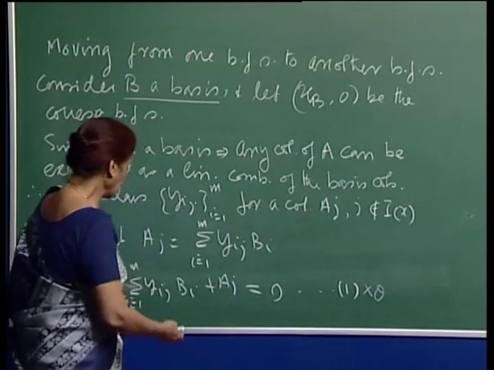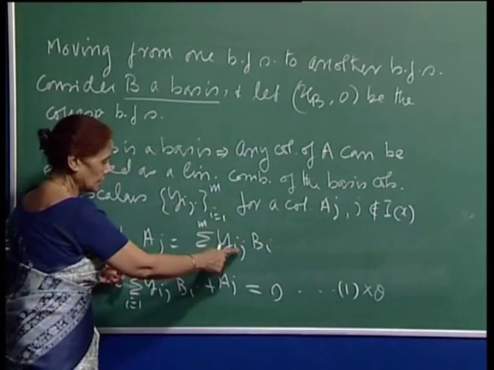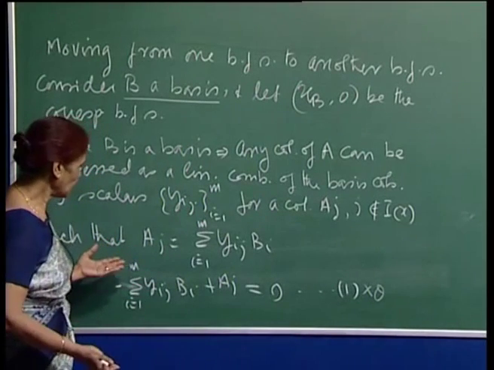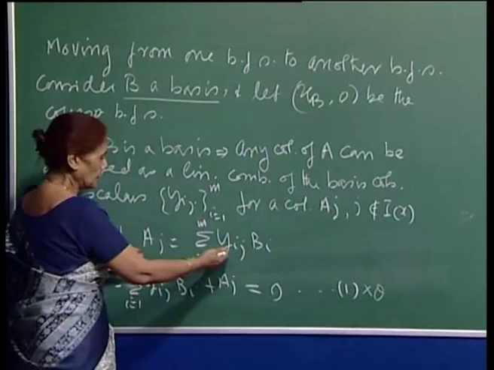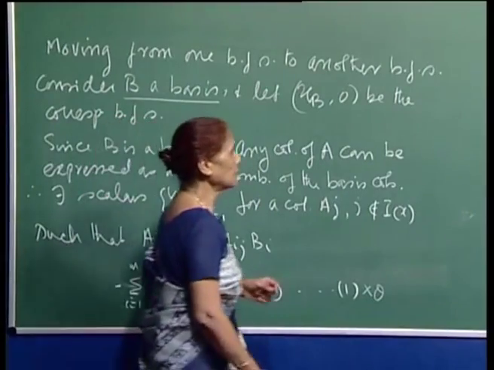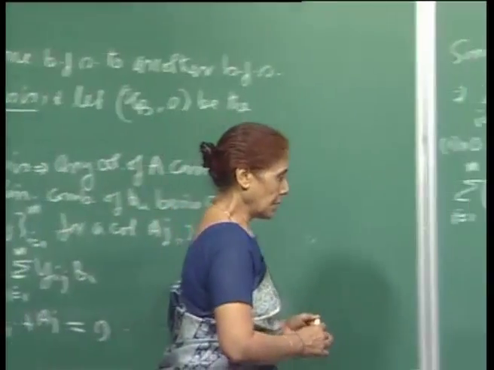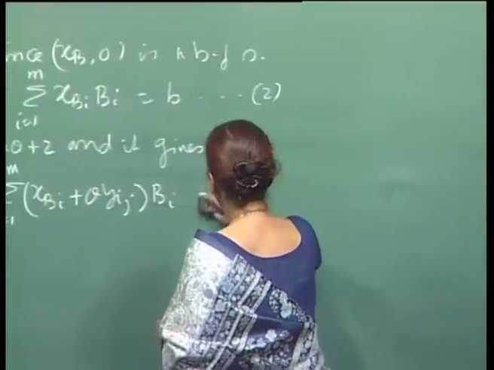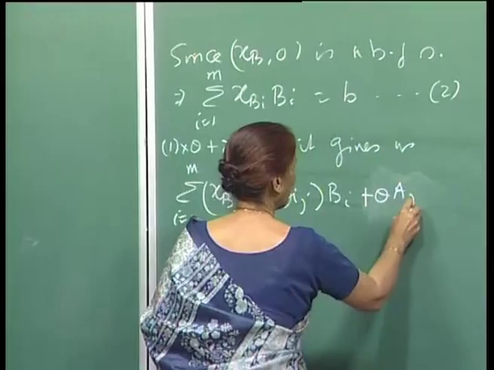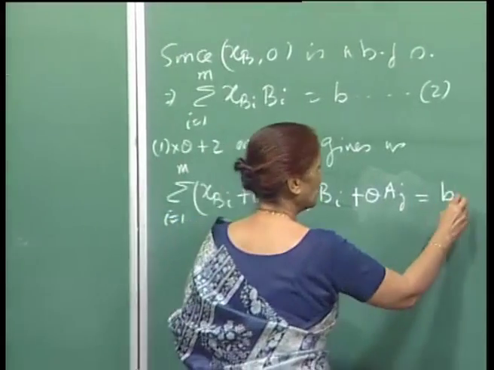Here I am using the fact that A_j is a linear combination of the columns of B, and so there is a set of scalars, not all zeros, because if they are all zeros then A_j would be 0, but certainly A_j is not a 0 column. So the scalars y_ij exist, and then I rewrite this expression in this way, multiply it by theta, add it to this equation, and I get this. Sorry, there is something missing, because there is a plus. So there will be plus theta times A_j, then it is equal to b. Let me call this 3.